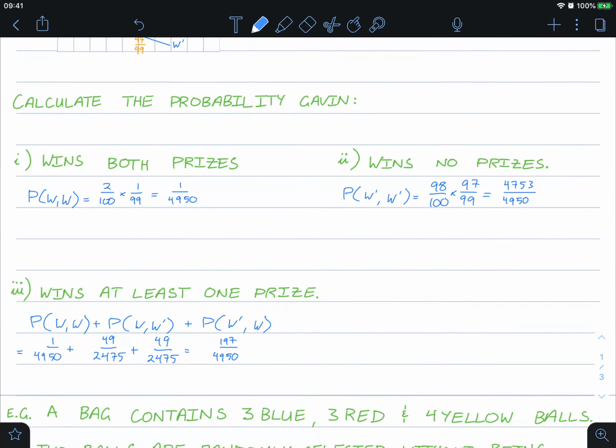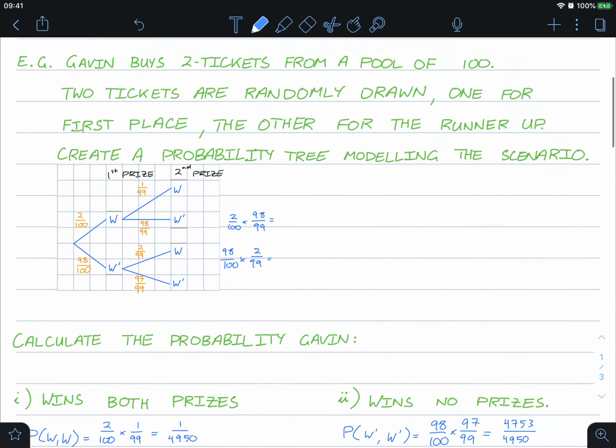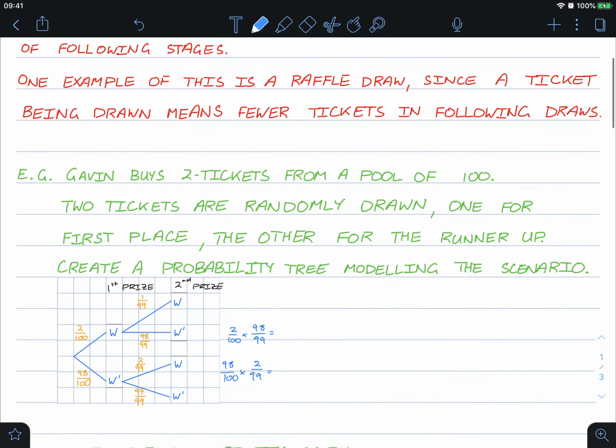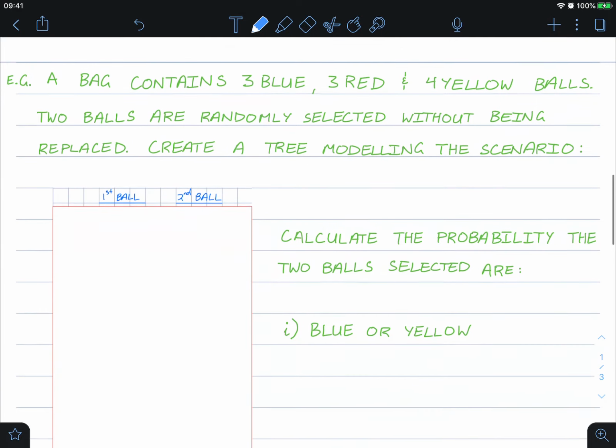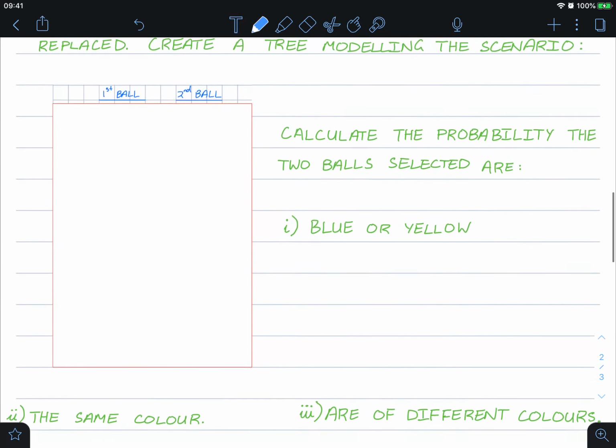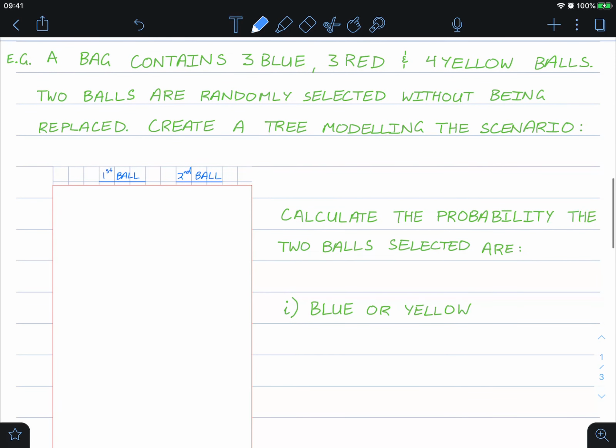Well, I hope that gave you an insight into calculating an event where we replace the objects and we remove the objects from the probability tree. I'll be doing another example just right after this, so I hope to see you then when I do this example.